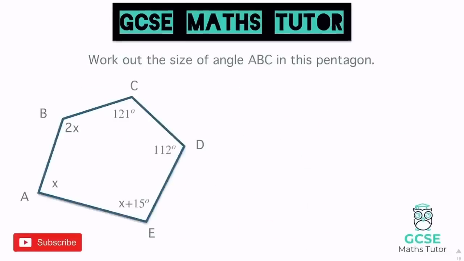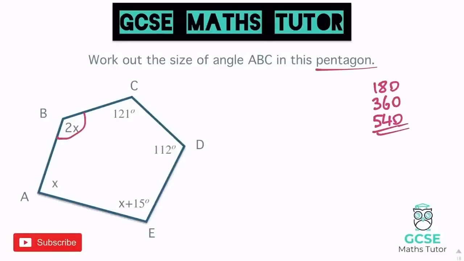Okay, so work out the size of angle ABC in this pentagon. So A to B to C is this angle here, and that's got a 2x in there at the moment. Now it's a pentagon, it doesn't say it's a regular pentagon, it's definitely not because all the angles are different. But we need to know what the angles are in a pentagon this time. So a triangle, remember, is 180. A quadrilateral, we add another 180, is 360. And then a five-sided shape, we add another 180, which is 540. So 540 degrees is what these all add up to.